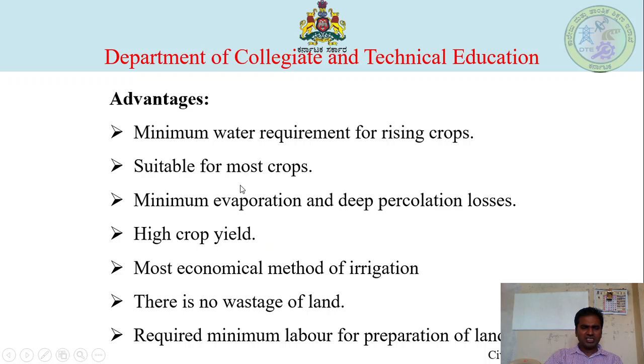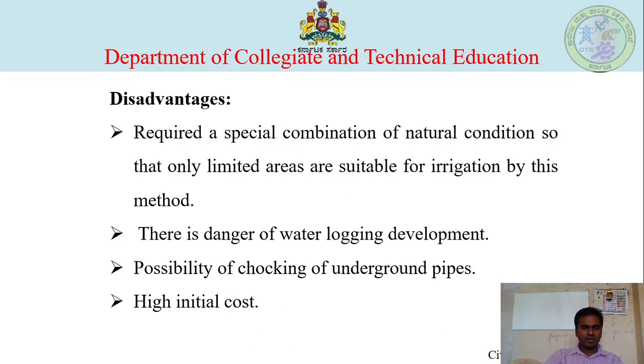What are the advantages of this subsurface irrigation system? Minimum water requirement for raising the crops. Suitable for most of the crops. Minimum evaporation and deep percolation losses. High crop yield. Most economical method for irrigation. There is no wastage of land. Requires minimum labor for preparation of the land.